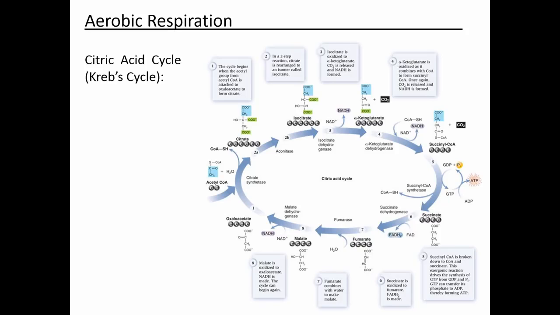And it turns out that oxaloacetate is a competitive inhibitor of succinate dehydrogenase. So that means that oxaloacetate binds to the active site of that enzyme and inhibits it. And that would be a form of feedback inhibition.